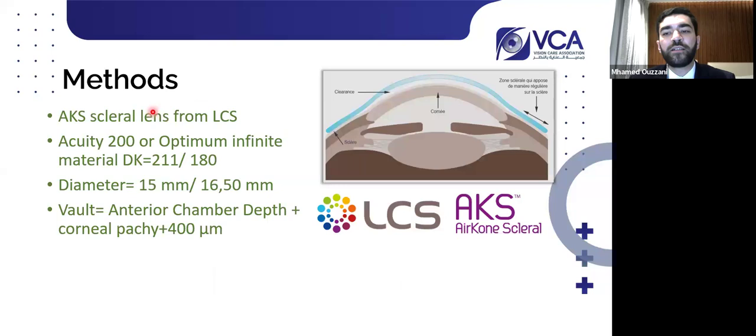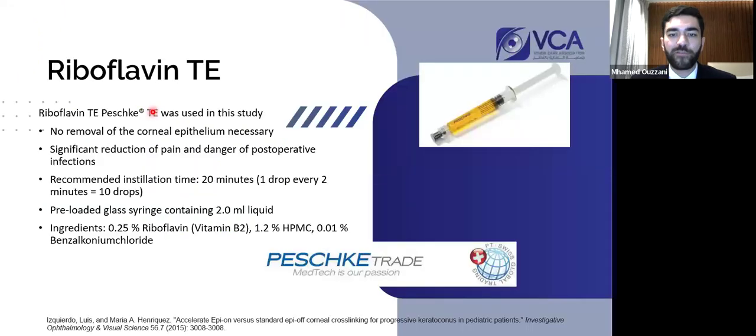For the scleral lenses in our study, we used the AKS scleral lens from LCS France. We used Acuity 200 as the lens material and a diameter of 15 millimeters. Some patients had larger HVID, so we used 16.5 millimeter lenses. For the central clearance, we calculated it empirically using anterior chamber depth and corneal pachymetry, and we added 400 microns.